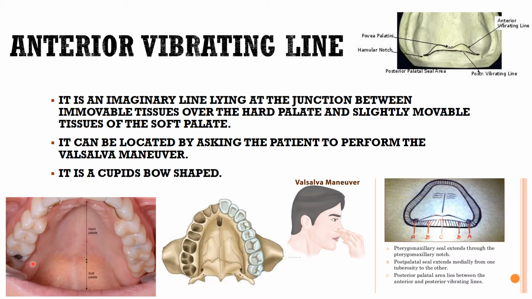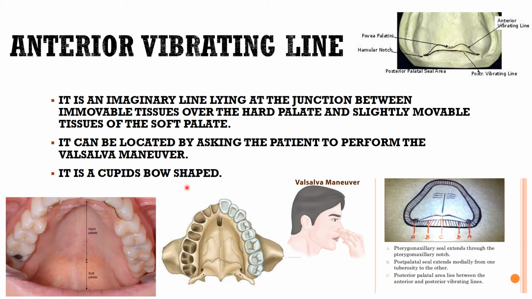And this anterior vibrating line is a cupid bow shape. It's like this, a cupid bow shape, because it follows the posterior nasal spine and the posterior part of the hard palate. When you ask the patient to do the Valsalva maneuver, basically what it does is position the soft palate inferiorly at the junction with the hard palate.